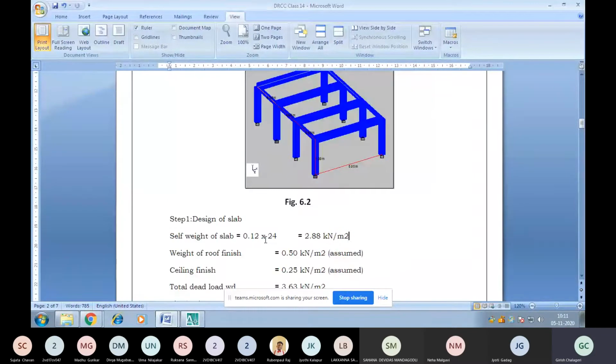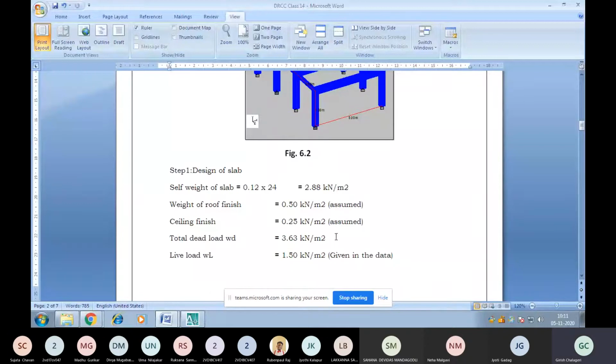Let us come to the design of the slab. The thickness of the slab is already given as 120 mm. So the self weight of the slab will be 0.12 into 24, where 24 is the density of concrete that we have taken for RCC. So 0.12 into 24 gives 2.88 kilonewton per meter square. 0.12 is in meters and 24 is in kilonewton per meter cube, that is the density. So the meter cancels, leaving a unit of 2.88 kilonewton per meter square.